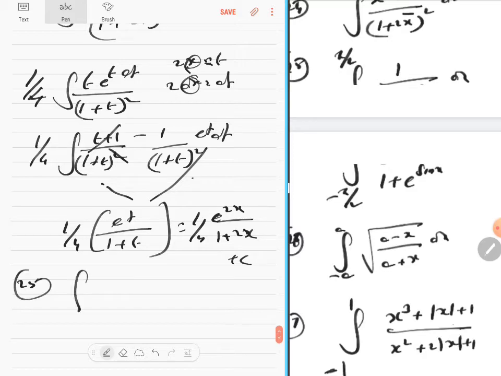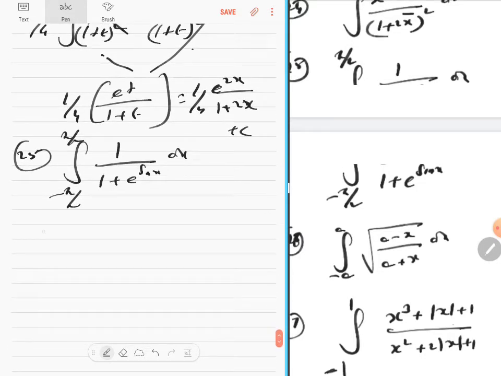The 25th question is 1 by 1 plus e to the power sin x into dx, from minus pi by 2 to pi by 2. If you put f of minus x, it is not turning into minus f of x, so that property is not going to help me in any way. As soon as you see this, you should know you're going to use the property: integral from a to b of f of x dx is equal to integral of f of a plus b minus x into dx from a to b.